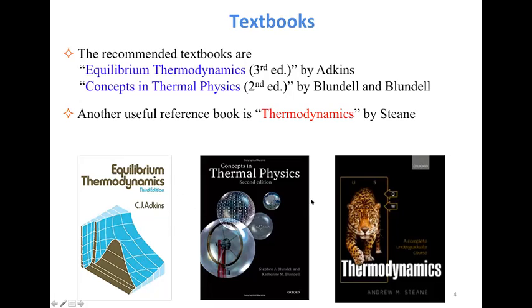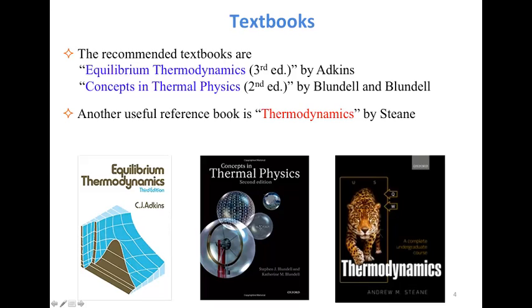And the other two are newer. So the second book, by Blundell and Blundell, covers both thermodynamics and statistical mechanics. The thermodynamic part is good for us. The statistical physics part is a little bit too much, but it's still useful as a reference.